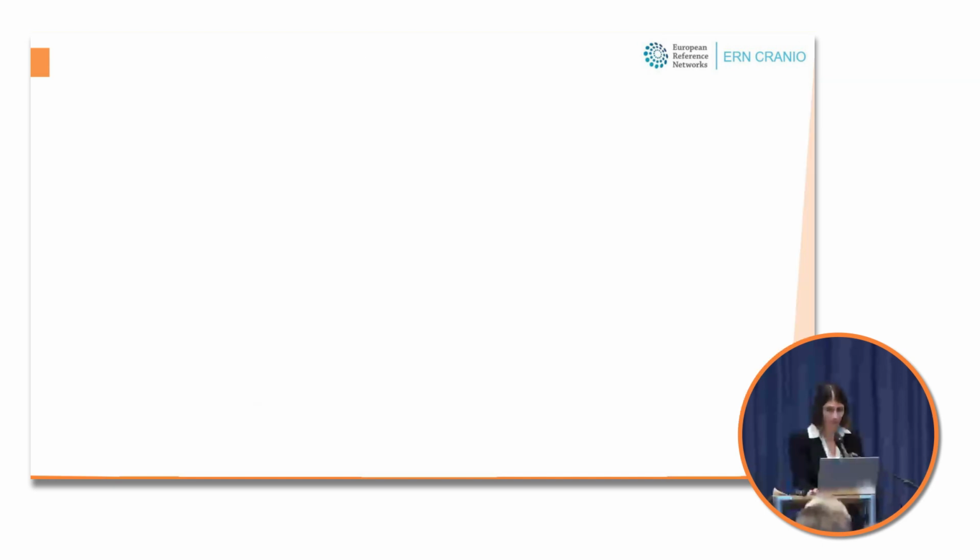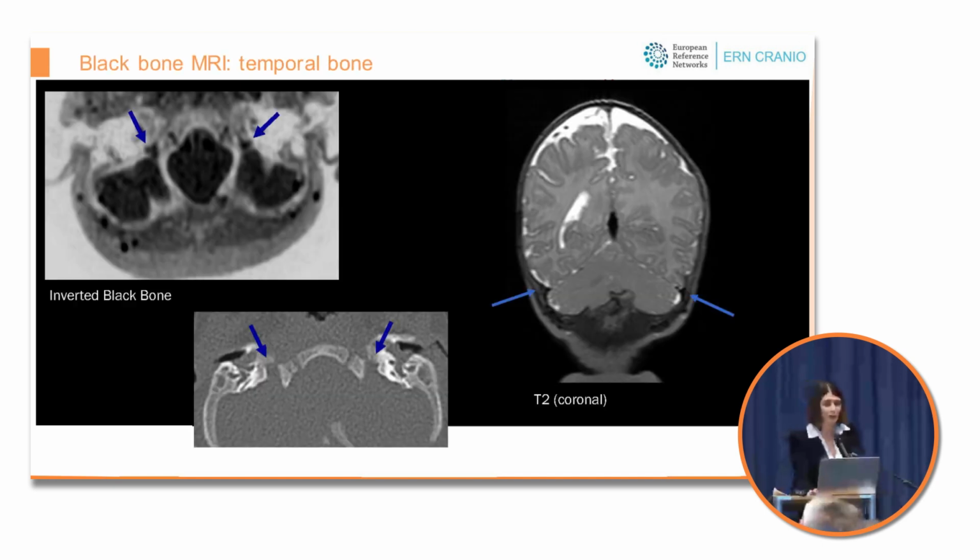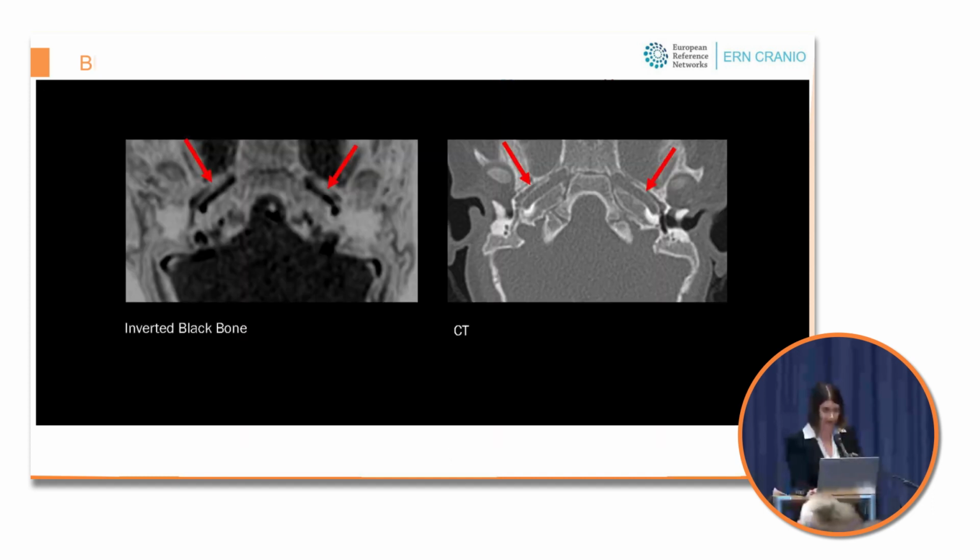identification. In this patient with a mutation, we see a bilateral narrowing of the jugular foramina that is confirmed on CT. Notice on the coronal image the small transverse sinuses. We did not find pathologies affecting the carotid canals.